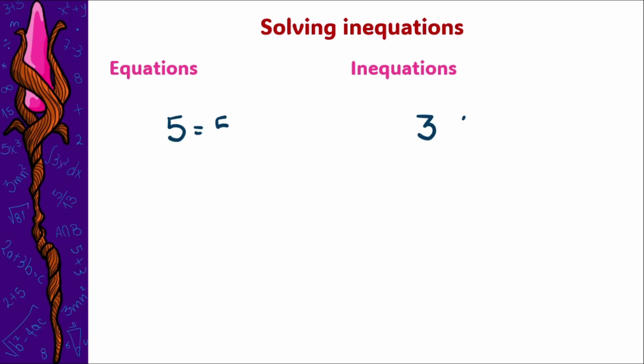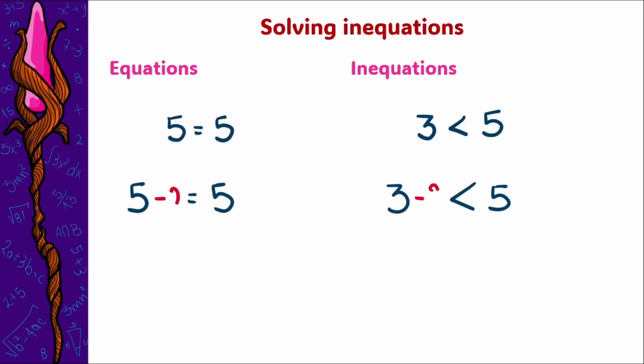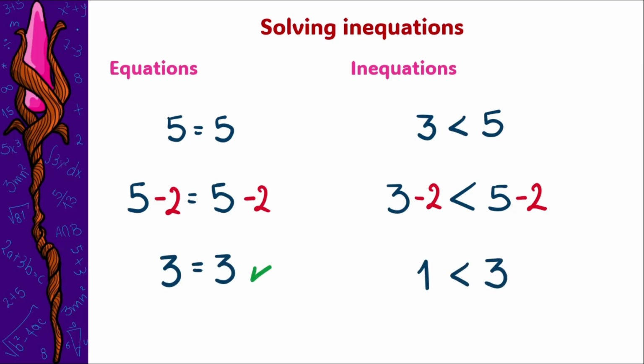Let's see what happens if we want to subtract. So same equation and inequation, and this time we subtract 2. So we get 3 equals 3. This is still true. And 1 is smaller than 3. It's still true, so it works. We can also subtract an amount from both sides and keep the equation and the inequation too.